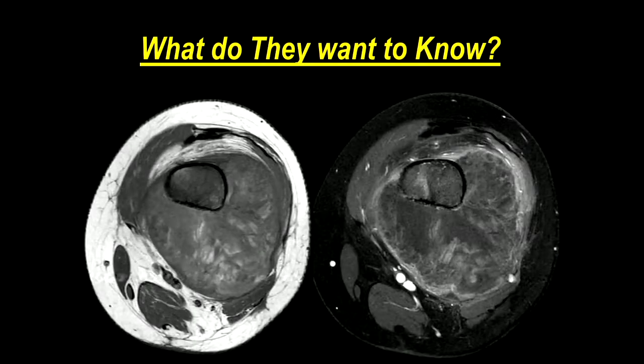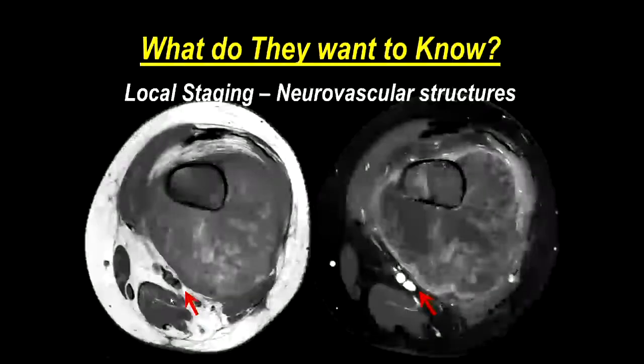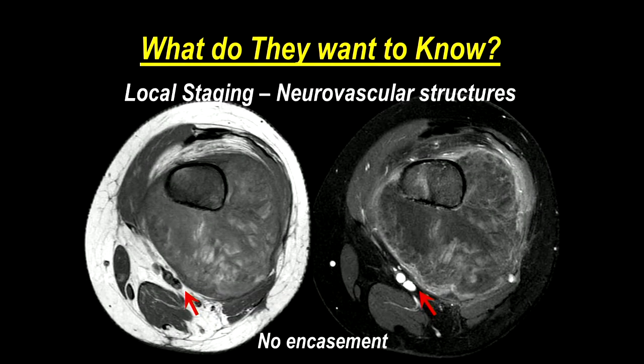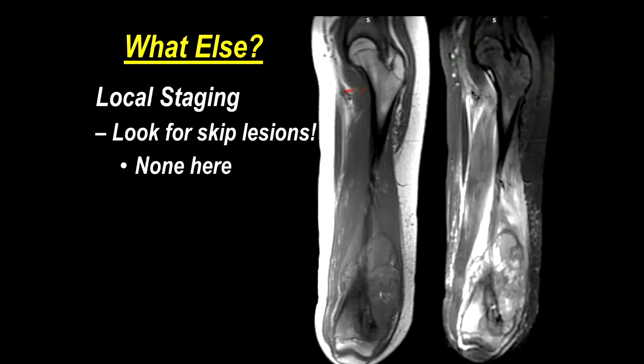When you do get the cross-sectional imaging, what is it that the clinician, the surgeon, will want to know? Well, they will want to know about local staging, including whether there is any involvement of adjacent neurovascular or articular structures. In this case, you can see that there's a nice fat plane between the lesion and the adjacent popliteal neurovascular bundles. So there was no encasement in this case. What else do we look for? We look for any skip lesions. Look at the proximal femur here. It looks clean. No skip lesions in this patient with an osteosarcoma in the distal femur.